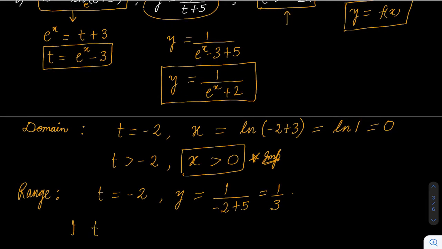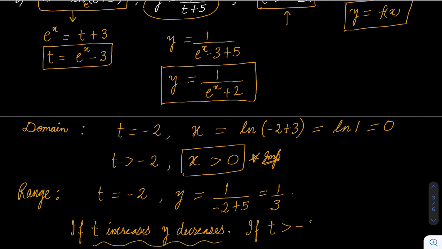So once I understand this logic, I can write this also. If t increases, what happens? My y decreases. Okay. It means if t is greater than minus 2, then my y value will be less than 1 by 3. Because at minus 2, my y value is 1 by 3, and if t increases, y decreases. So y should be less than 1 by 3.